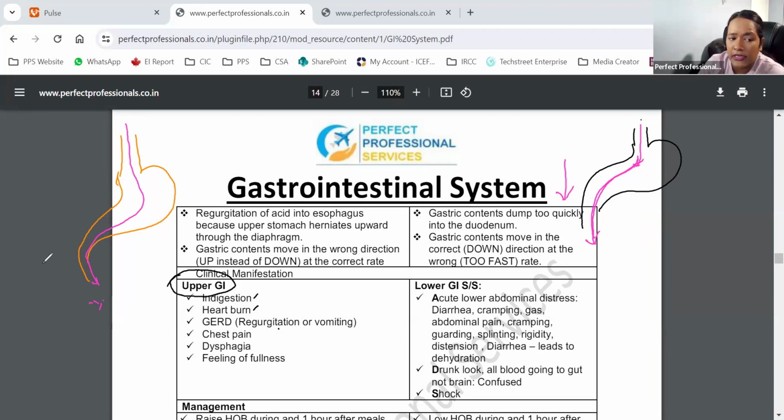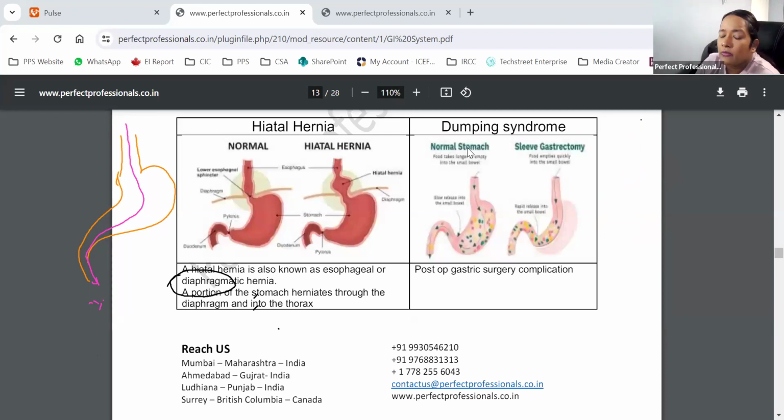Okay, as I told you, this is a complication of the surgery, weight management surgery, gastric surgery. What do they do in a gastric surgery? They cut a portion of the stomach. This is called a sleeve gastrectomy.